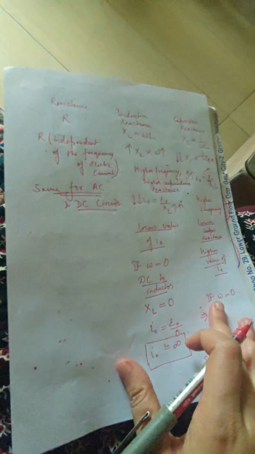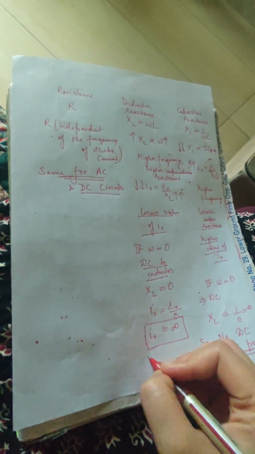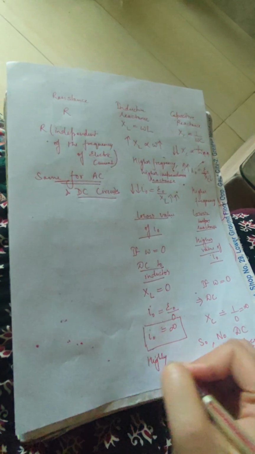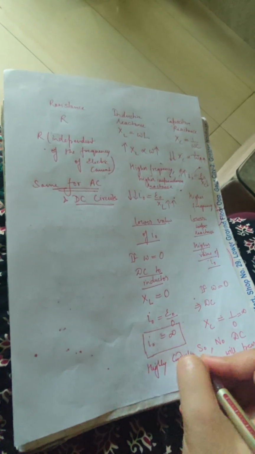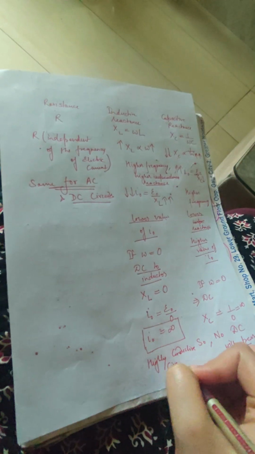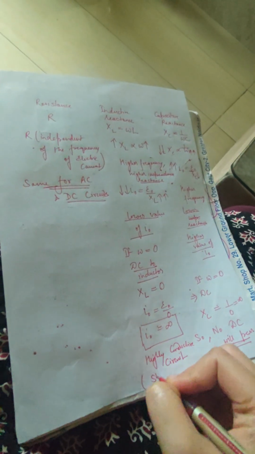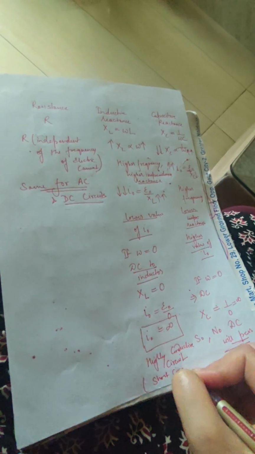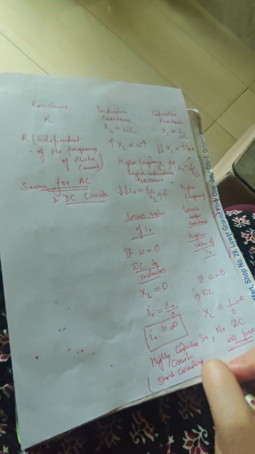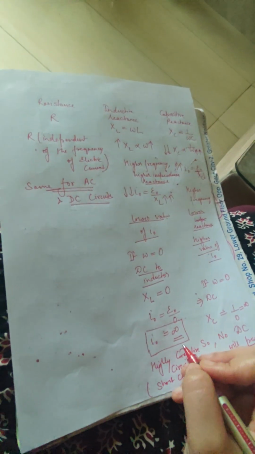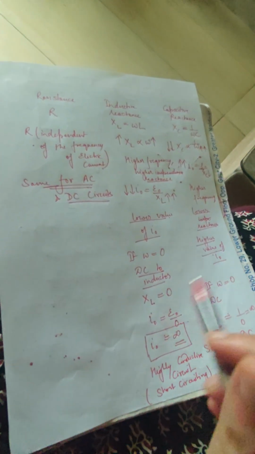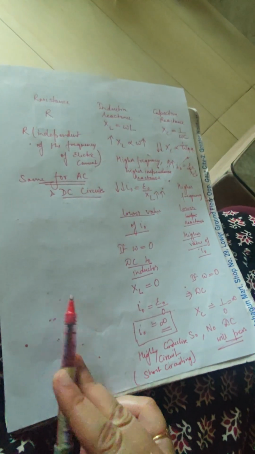So it would behave like a highly conductive circuit, and in a way you can say short circuiting will happen. In the case of DC, if you put an inductor, it would cause short circuiting because there is no resistance. That's why the current is becoming infinity. So these are very important crucial cases they ask you in exams, so be ready with them.